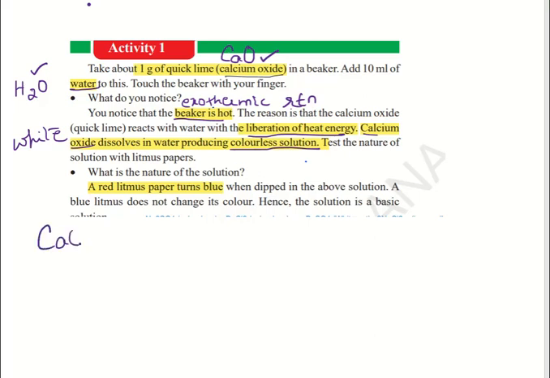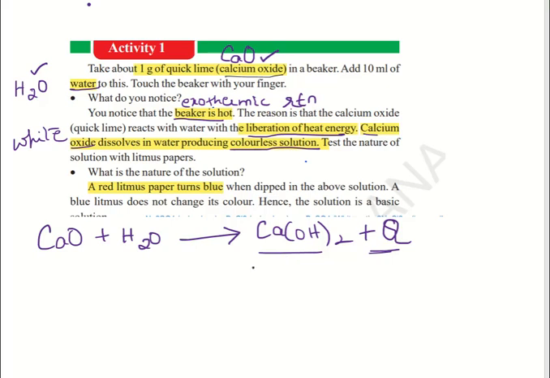Okay, CaO, when it is reacting with water, that is H2O, it will give Ca(OH)2 plus heat. How do we show heat? Q. Okay. Plus Q indicates that it is an exothermic reaction. Now, what is the solution that is formed? It is a colorless solution.